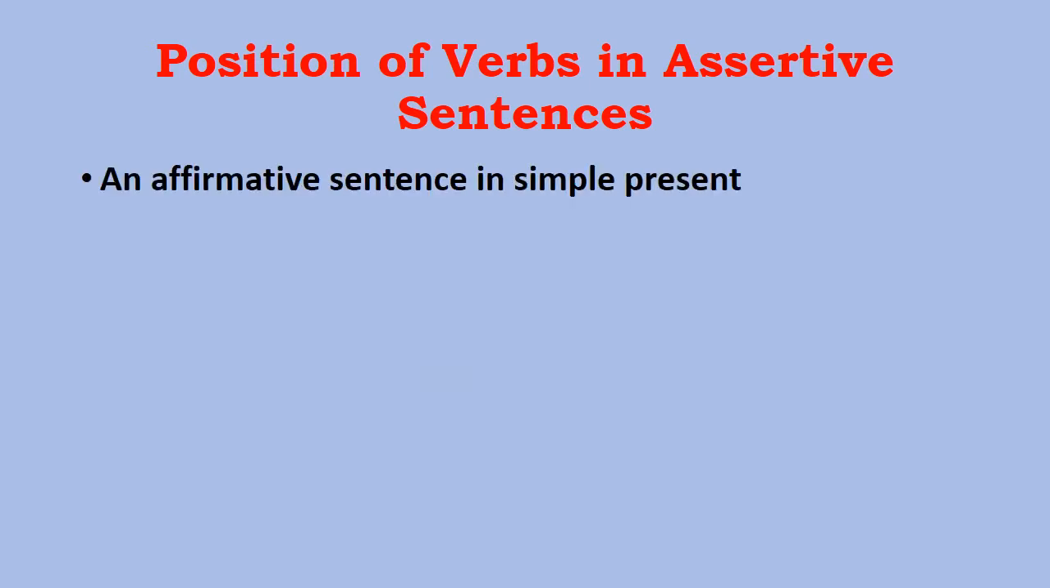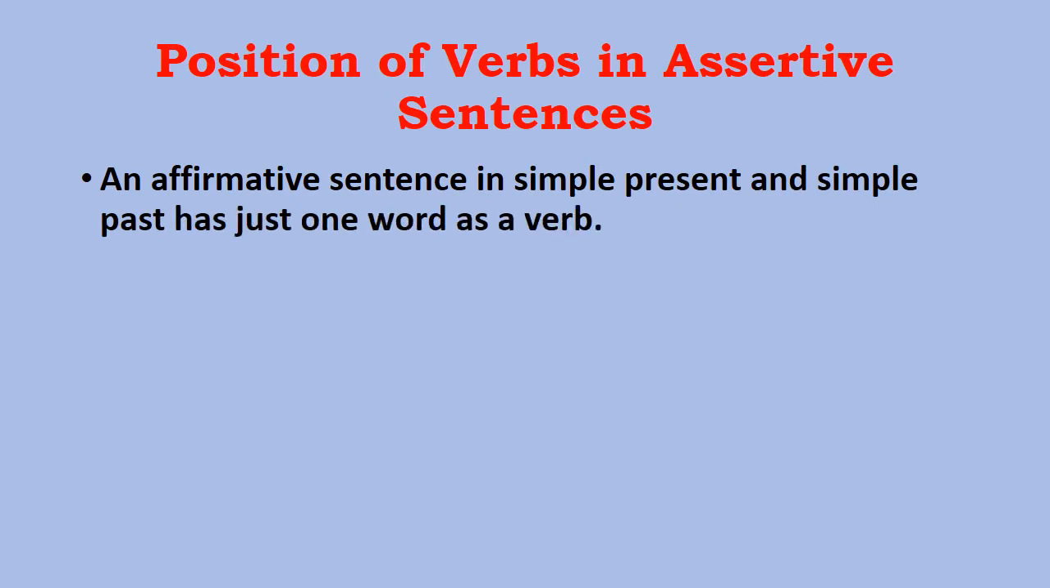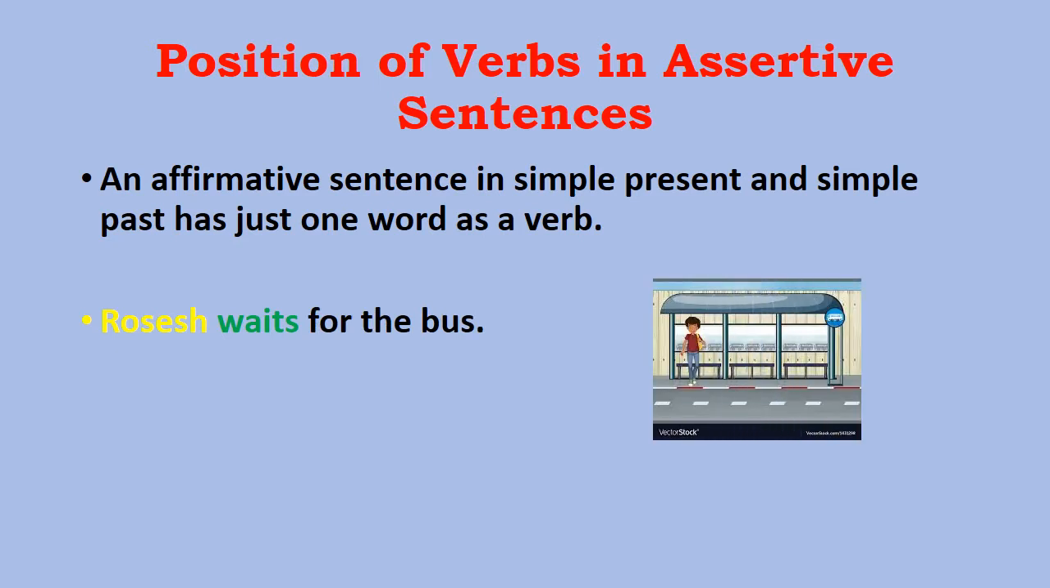An affirmative sentence in simple present and simple past has just one word as a verb. If the sentence is either in simple present or simple past, verb will be a single word. As in the sentence, Roshesh waits for the bus. Here you can see waits is a verb and it is a single word verb. Only one word is there, waits. Simple present tense it is. Roshesh waited for the bus. Waited. The sentence is in the simple past and we have only one word as a verb.